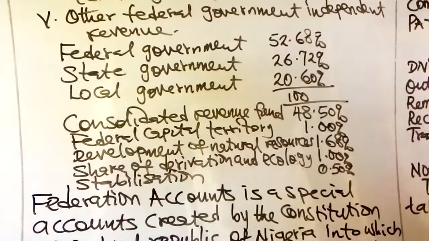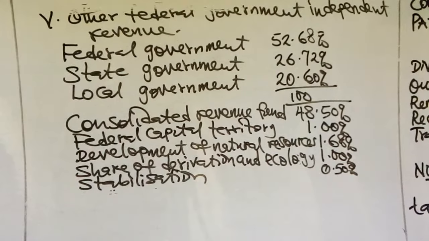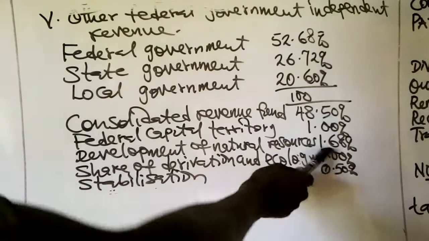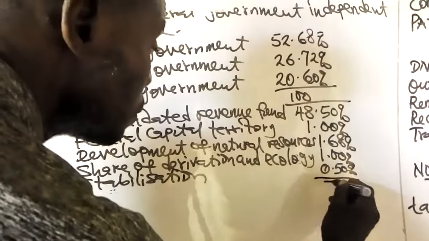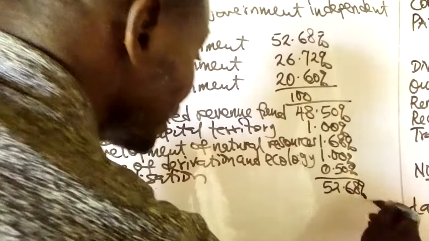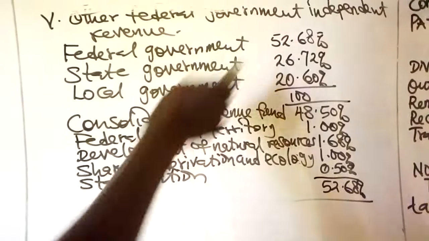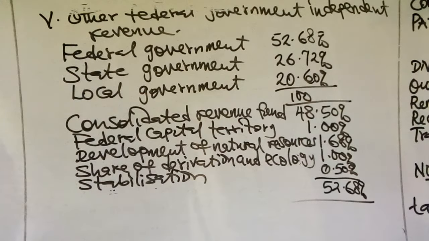And when you sum it up, 48.5% plus 1.0% plus 1.68% plus 1.0% plus 0.5%, that will give you 52.68%. And that is how you are going to share the 52.68%, the one that goes to federal government. That is how that will be channeled.